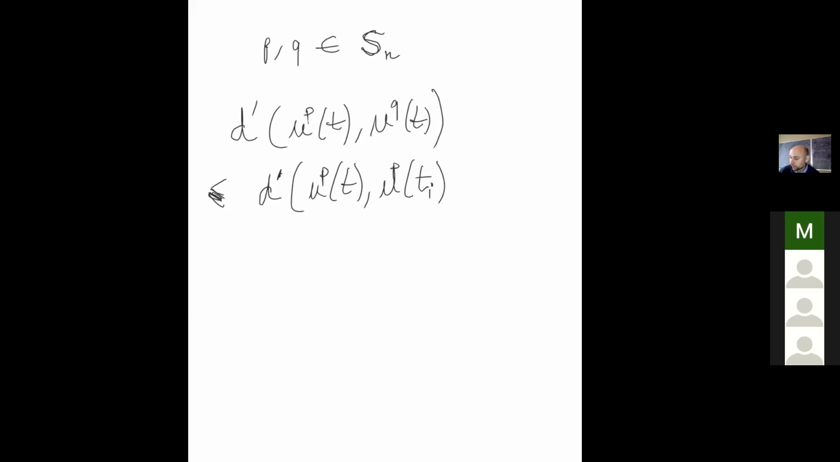Okay, and then I just want to complete the triangular inequality. So I put UP of Ti, plus the distance between UP of Ti and UQ of Ti, and then UQ of Ti and UQ of T. And then I close the loop, if I can say that.